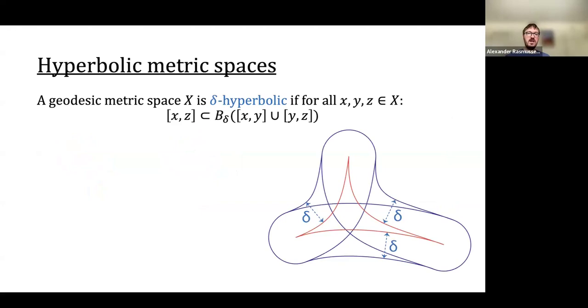So X, Y, and Z will be the vertices of a geodesic triangle in X. And what we're saying is that if you take any one side of this triangle, it is contained in the delta neighborhood of the other 2 sides. So this captures the property of triangles in your space curving in on themselves.